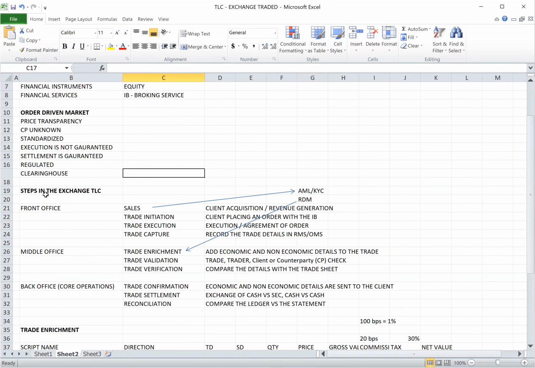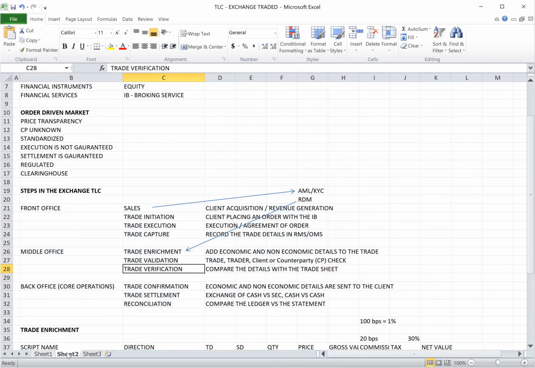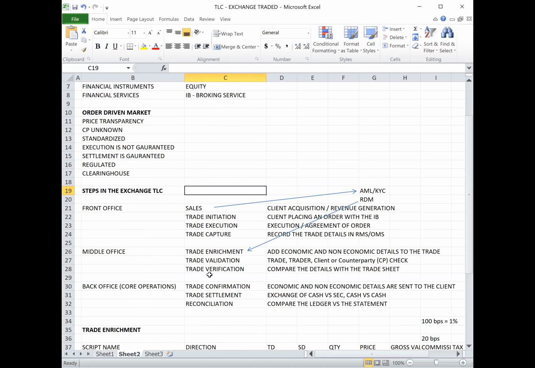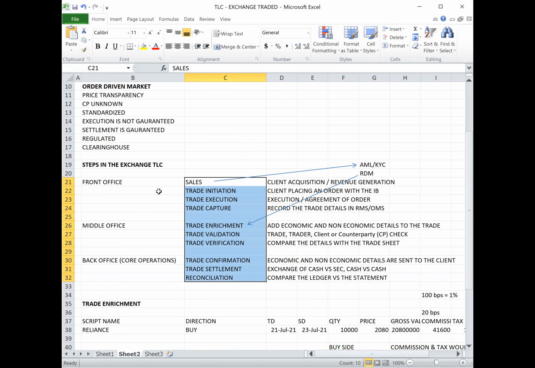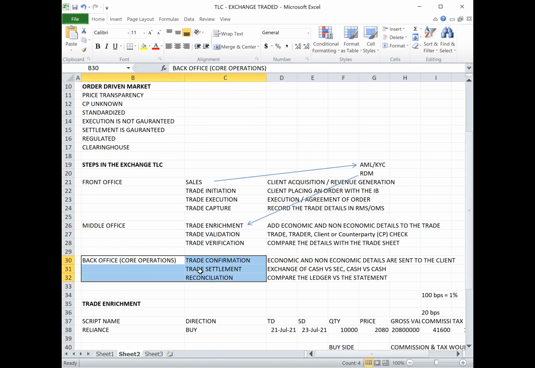See guys, let's talk about the steps in the exchange trade life cycle. This is pretty much the revision of this. These are the various steps in the trade life cycle. Now, which steps are handled by front office? These steps are handled by front office, these steps are handled by middle office, and these steps are handled by back office.